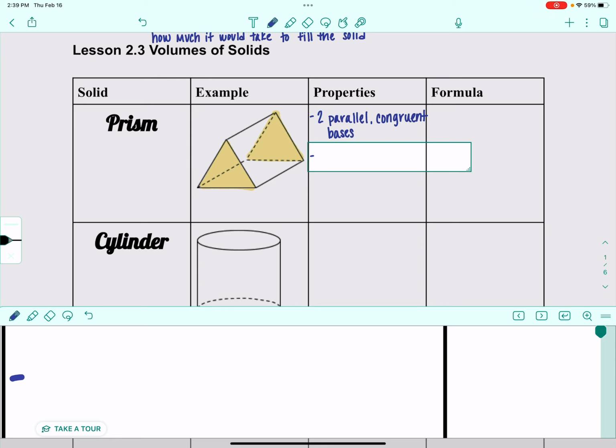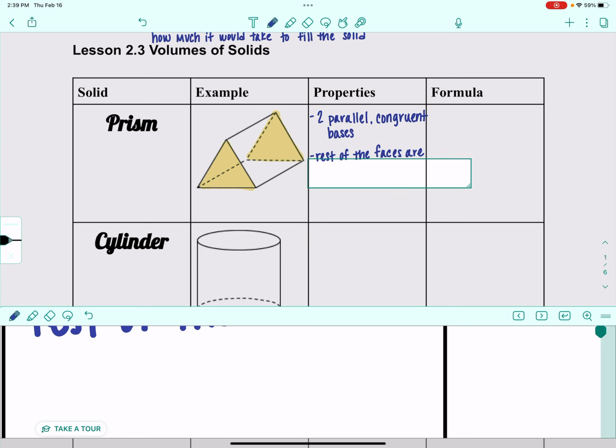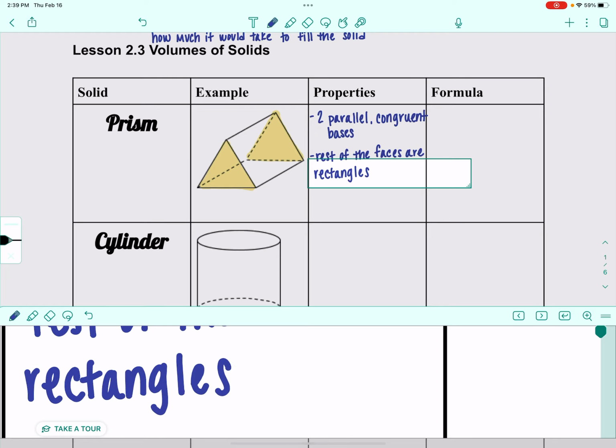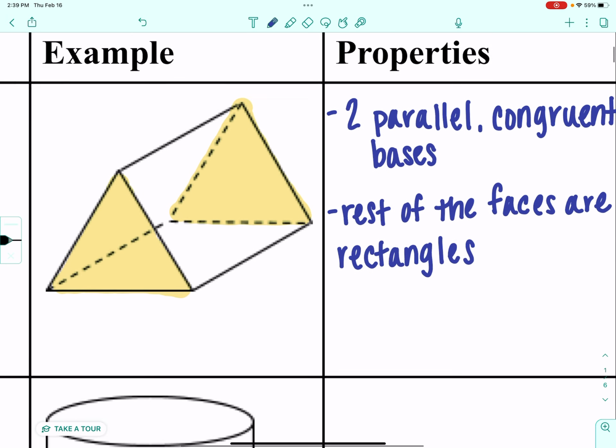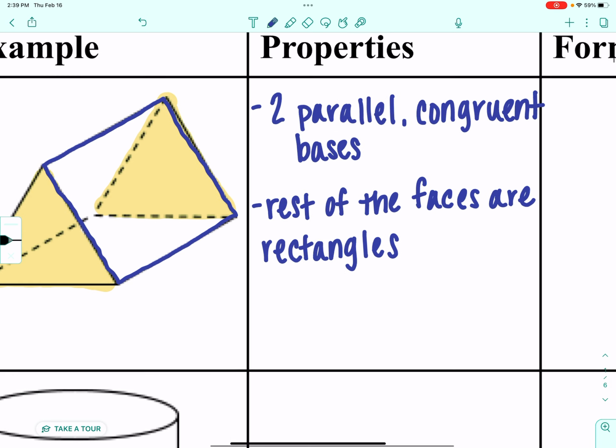The rest of the flat surfaces or faces will always be rectangles. So these are the rectangles, could be squares, that make up the outside, make up kind of the middle of our prism.